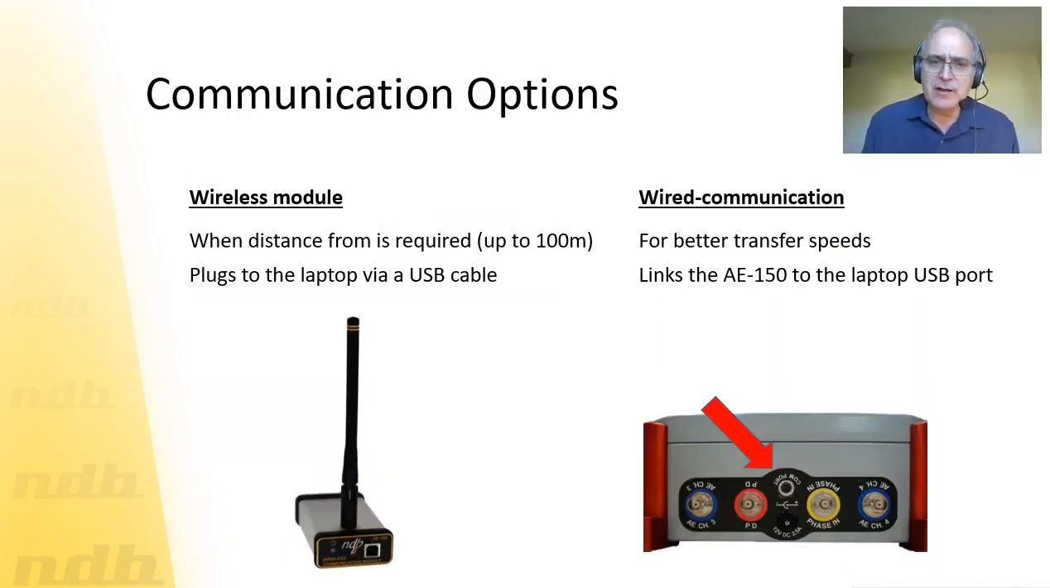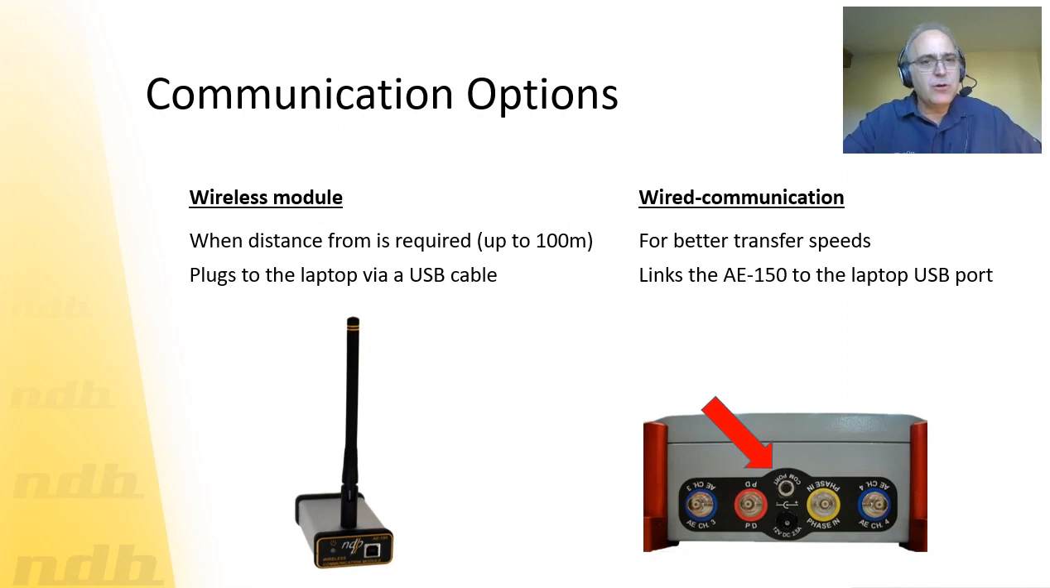Communication options, I spoke briefly about it. We have one option and one cable that comes with the unit. The one that comes is the wired communication. It's a cable that runs between the AE-150 and your computer. On one side is USB and the other side is the dedicated round connector. So this cable comes with the unit. It's not an accessory. And if you are looking for better transfer speed, that's the option that you should use.